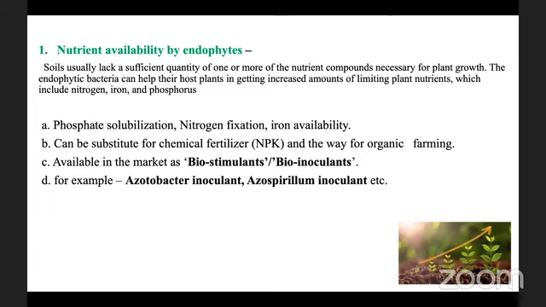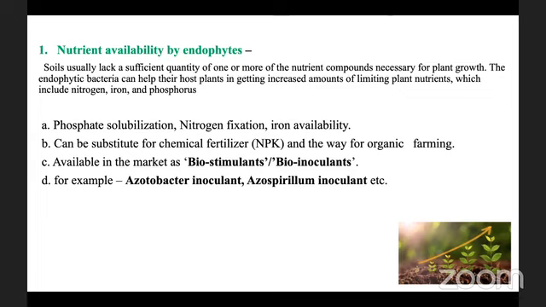To make these sources easily available, we can take the help of endophytes. They can help to solubilize the phosphate that is present in the soil. They will fix the nitrogen, or they will make the iron available for the plants, so that plants can easily take up those nutrients for efficient plant growth.